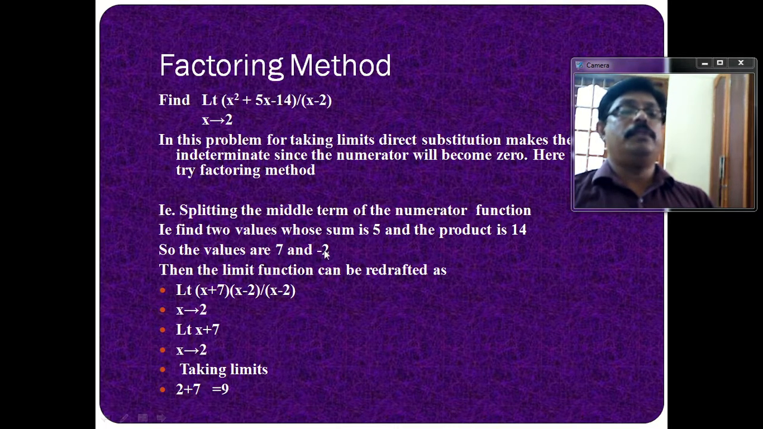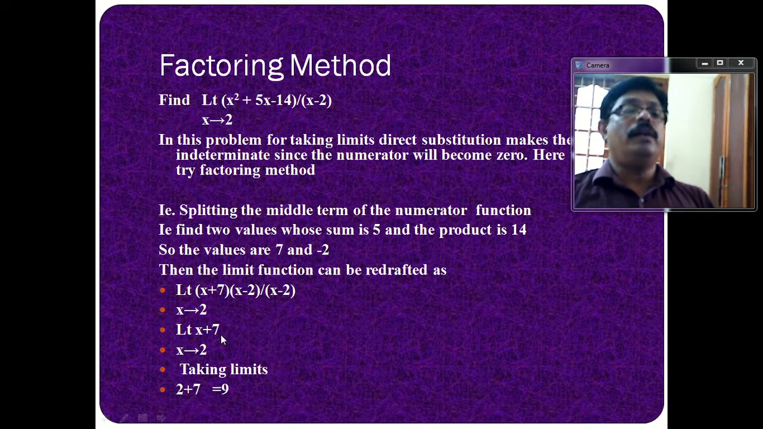So 7 plus minus 2 is equal to plus 5. 7 into minus 2 is equal to minus 14. So you can factorize the numerator as (x plus 7) into (x minus 2). So that is (x plus 7) into (x minus 2) divided by (x minus 2). This x minus 2 and this x minus 2 get cancelled. Then the limit will become limit of x plus 7.